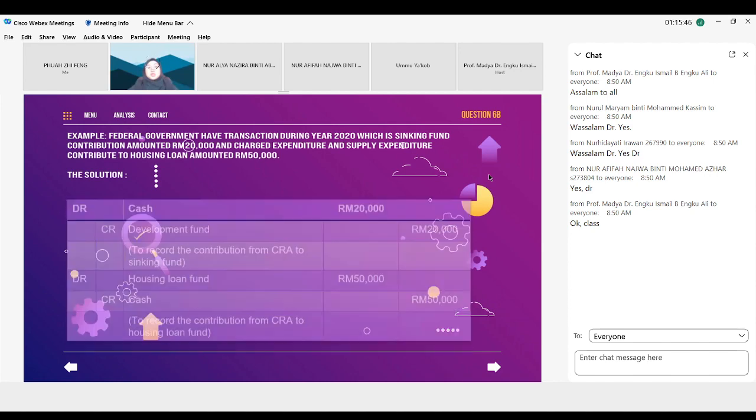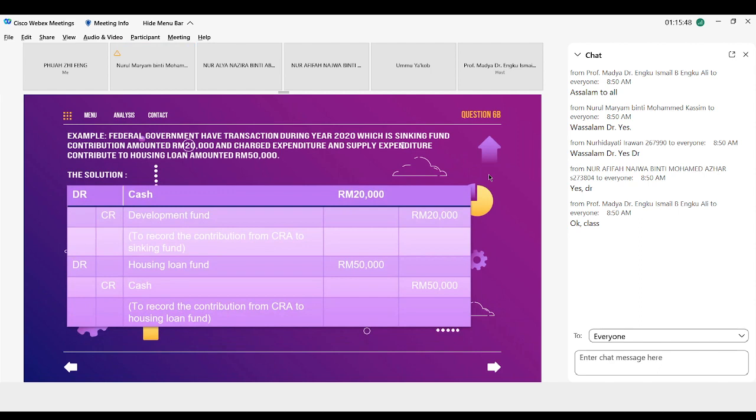The solution is first, debit cash RM20,000 and then credit development fund. This is to record the contribution from CRA to sinking fund. And then debit housing loan fund RM50,000 and credit cash RM50,000. This is to record the contribution from CRA to housing loan fund. Now let's move to the next question.